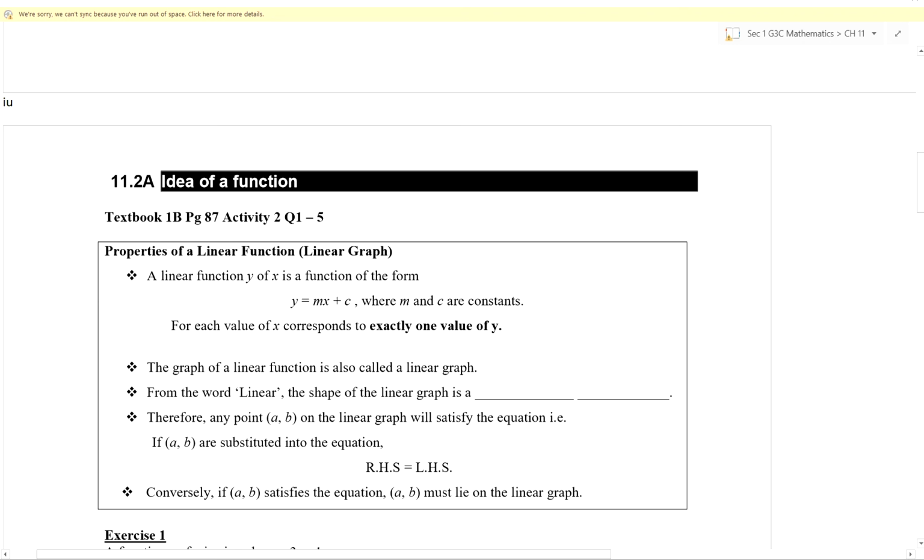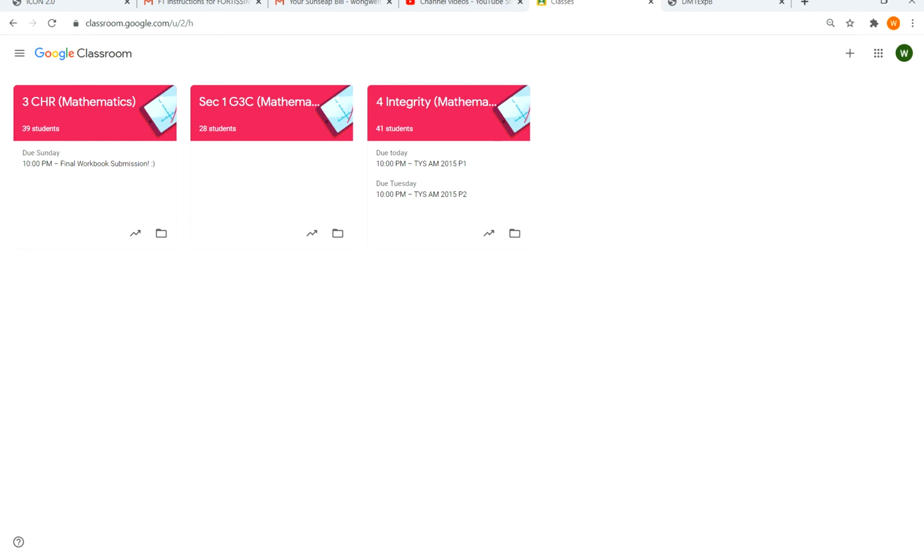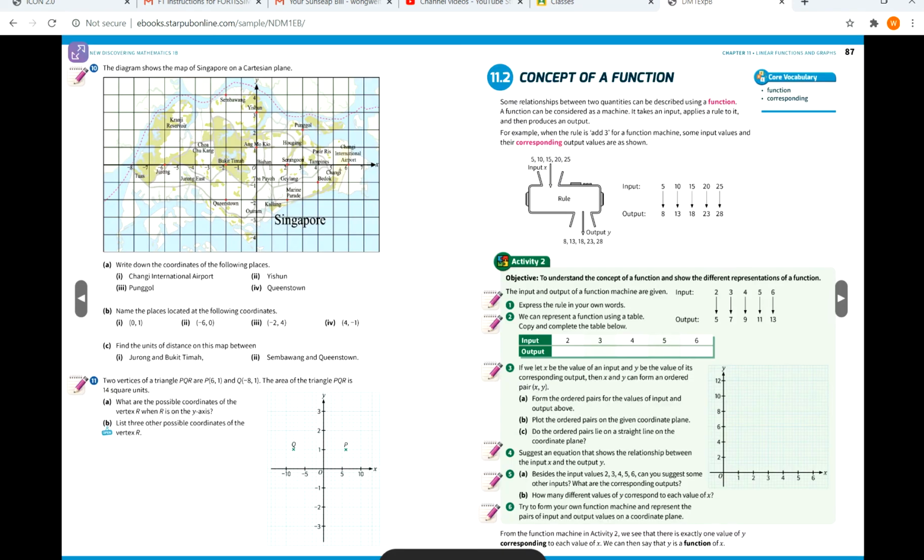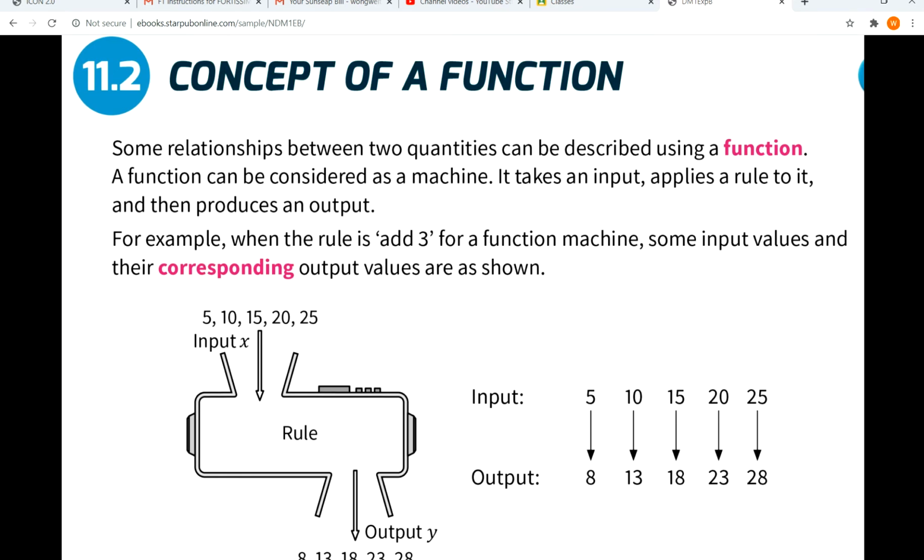Okay, so the idea of a function, there is an activity in your textbook. Did you bring your textbook? Of course not. I didn't ask you to bring it, right? But it's okay. I've got it over here. So this is what we are going to be doing today.